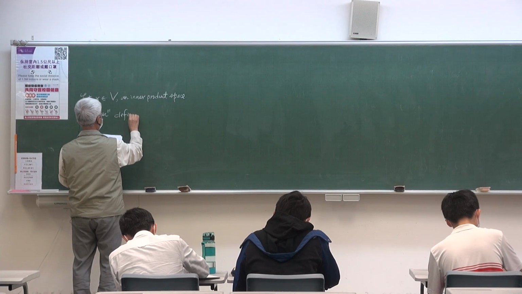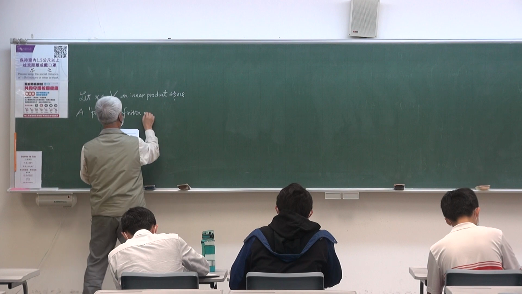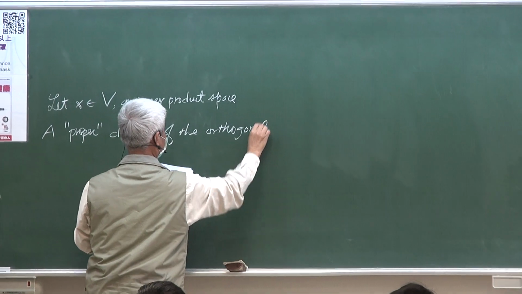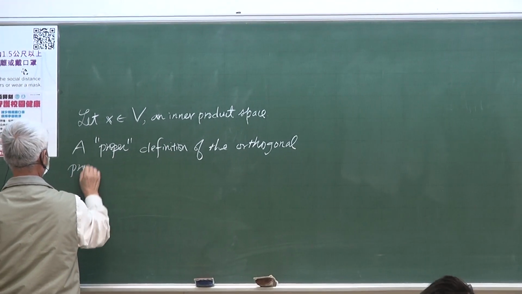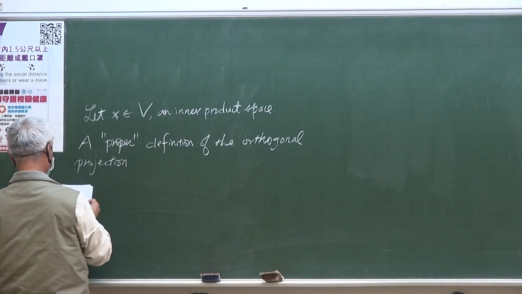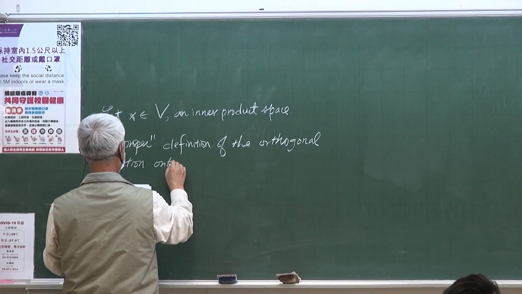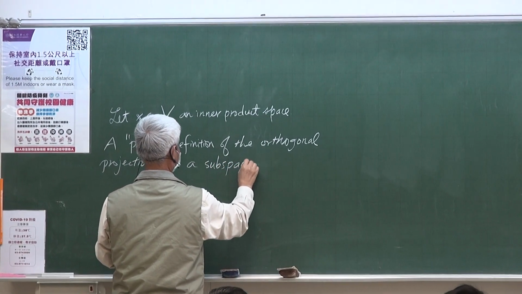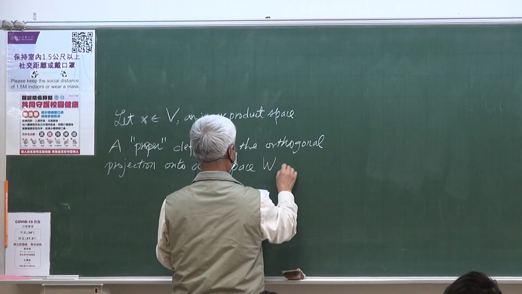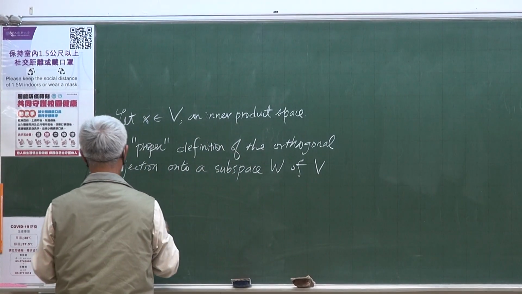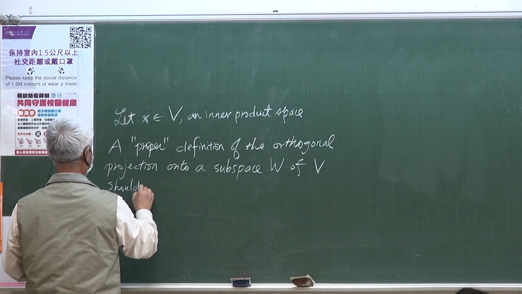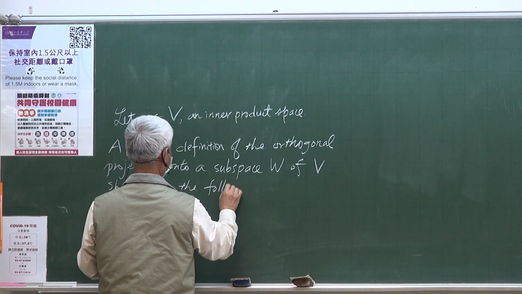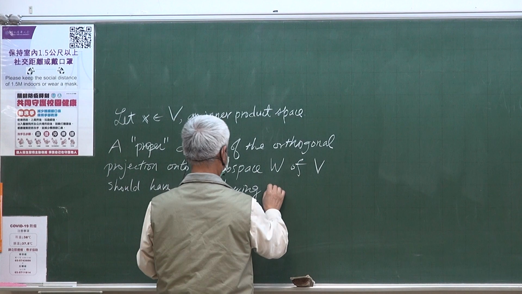Definition of the orthogonal projection onto a subspace W of V should have the following properties.